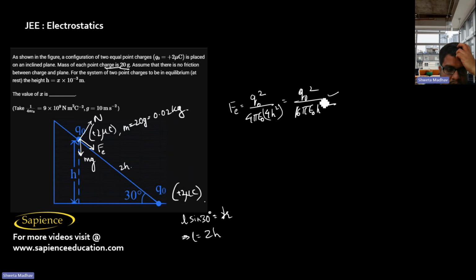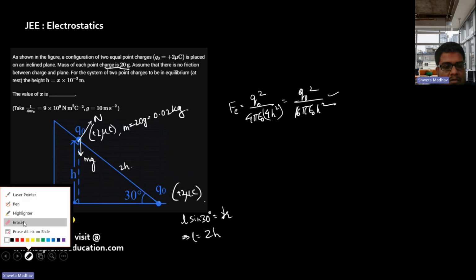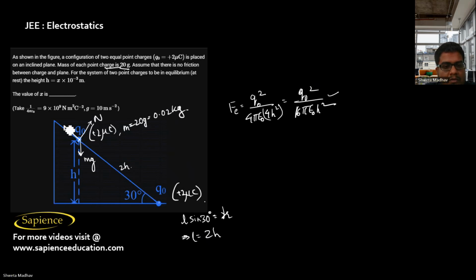So this is the electrostatic force, and here also there is a repulsive force actually. It's not an attractive force, this will be a repulsive force. This will be Fe, this will also be Fe. Here mg is also there, and here the reaction is there.